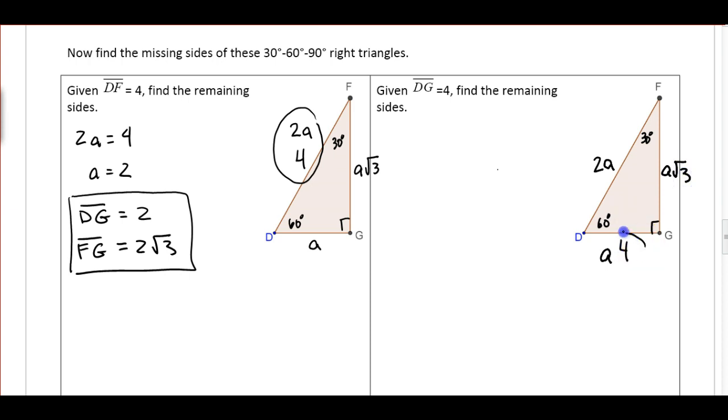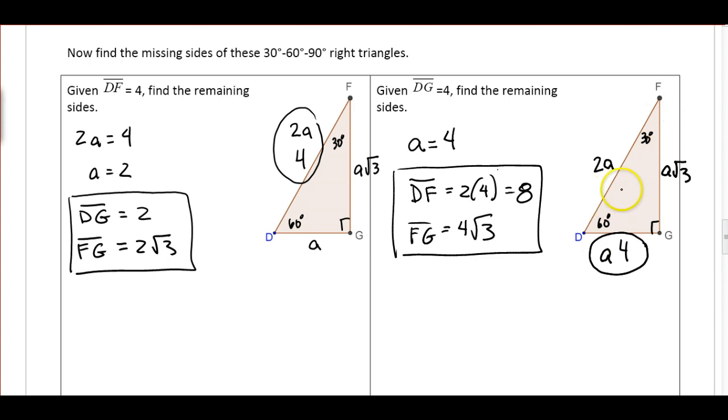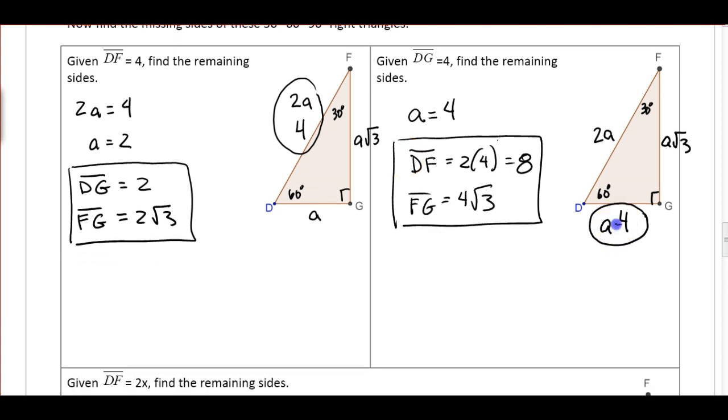So again, this side has 2 pieces of information, so this is a pretty straightforward case. I know that a has to equal 4. Therefore, I know that my DF is going to be twice as long, so that's 2 times 4, or 8. And then my FG is going to be 4 root 3. So if you remember your ratio, and you can put it by the sides of the triangle, you're always going to get one side where you have two things and you can set up an equation. In this case, it's pretty straightforward. a is just equal to 4.